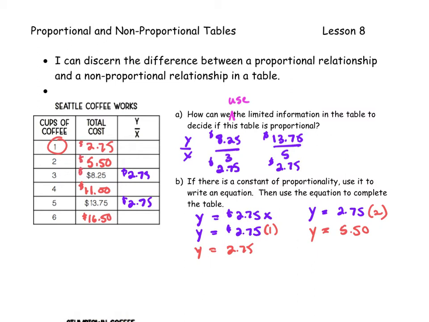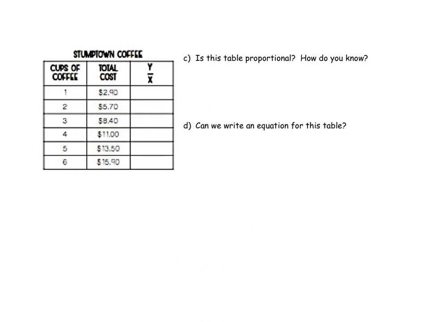So all of these would end up with this constant of proportionality. Every time we took a y value divided by an x value, we would get $2.75. And you're probably noticing a pattern in this table. All of these are increasing by 1, and every time we move up here, we're adding another $2.75. So this is a proportional relationship in the table. So now let's move on to our second table.